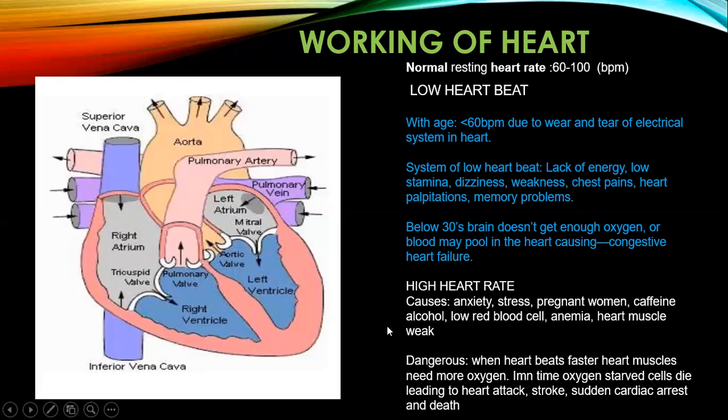Okay, so that was with respect to the heart rate. If it goes below or if it goes high, then what could be the situation?